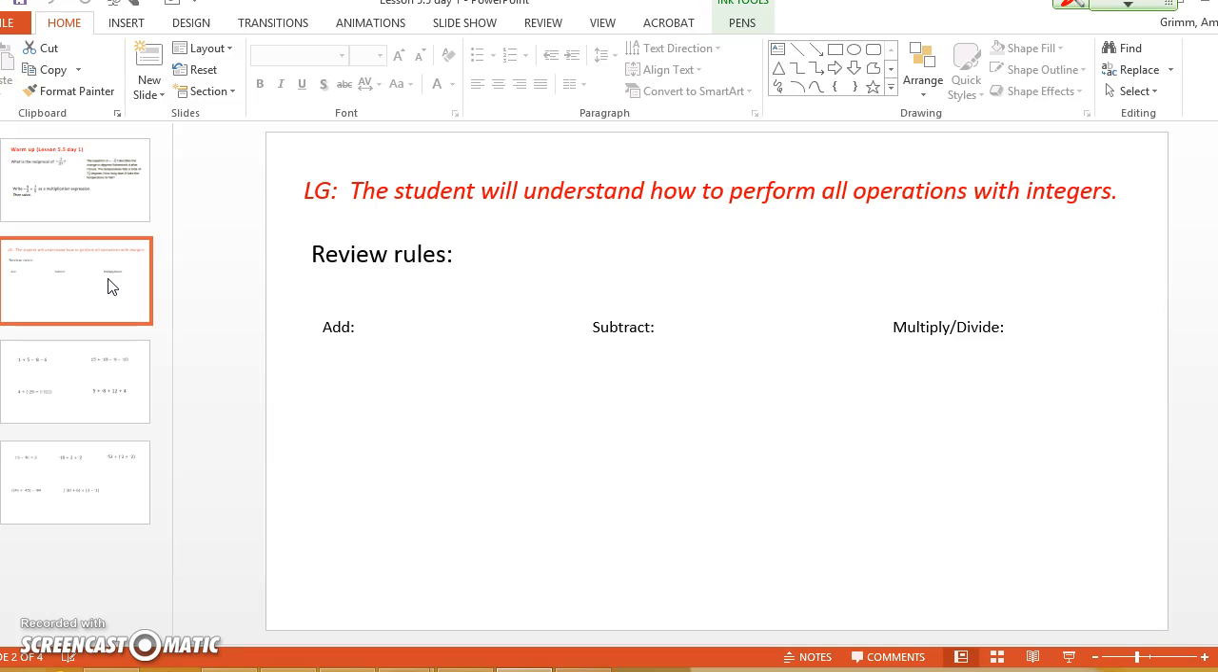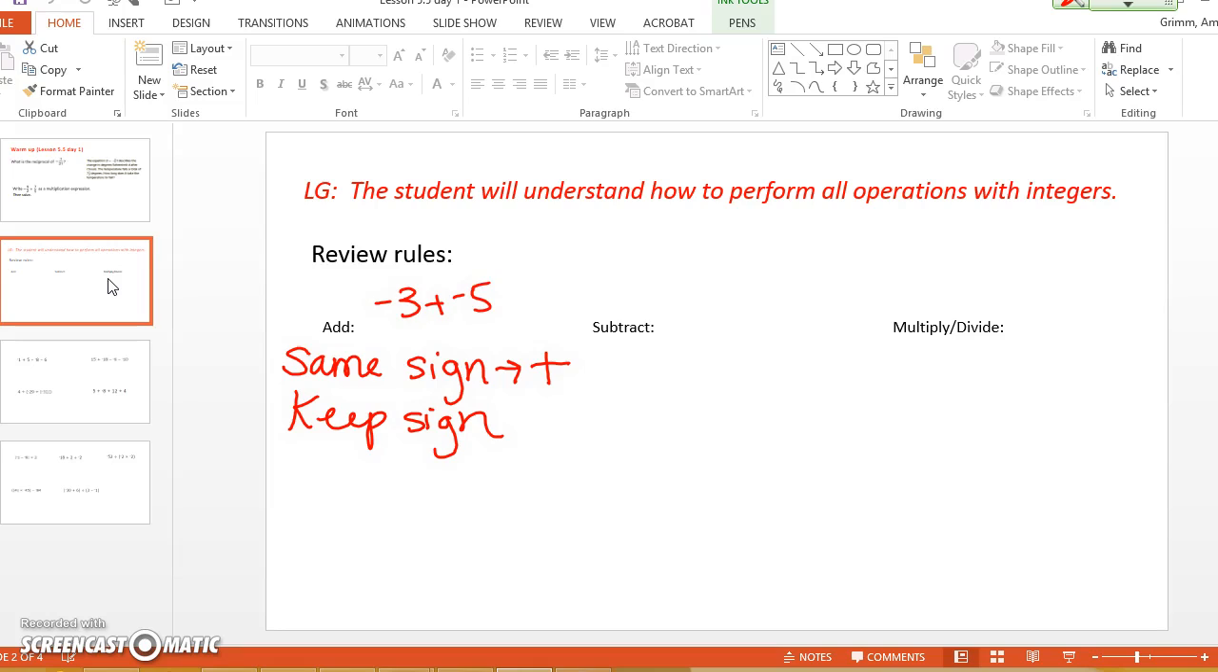Okay, so real quickly, I want to review the rules. I want to do this pretty quick because I want to really get to the meat and potatoes of today. All right, so tell me the rules. How do you add integers, Layla? Add and keep the same sign, or add and keep the sign of the bigger number. Okay, so if they're the same sign, then I add and keep sign. Examples of that would be -3 plus -5 would be -8. Or 4 plus 9 is 13. I would want an example of each one.